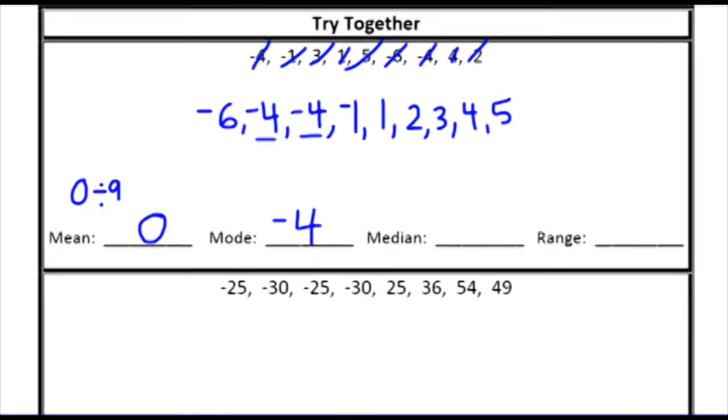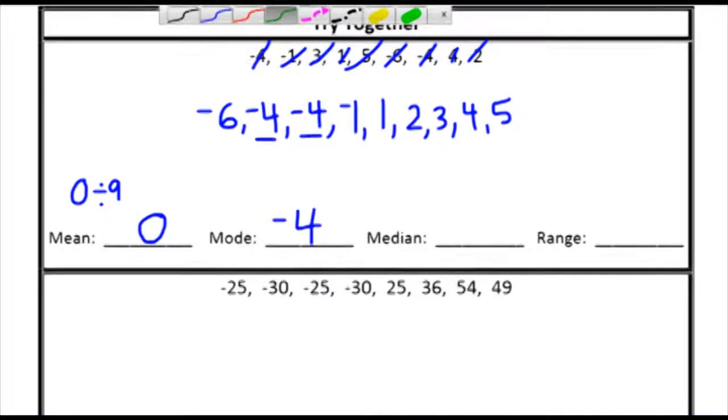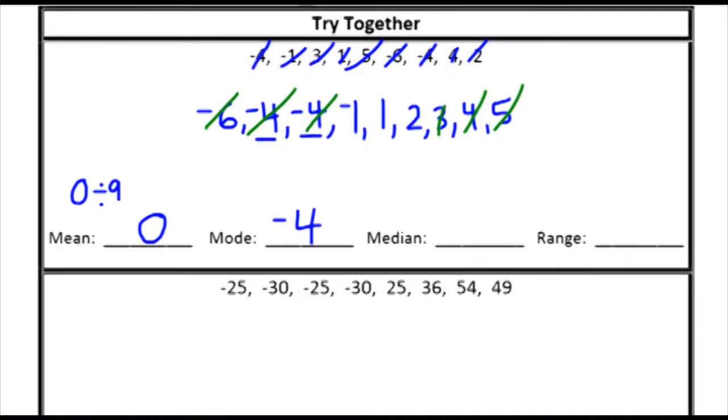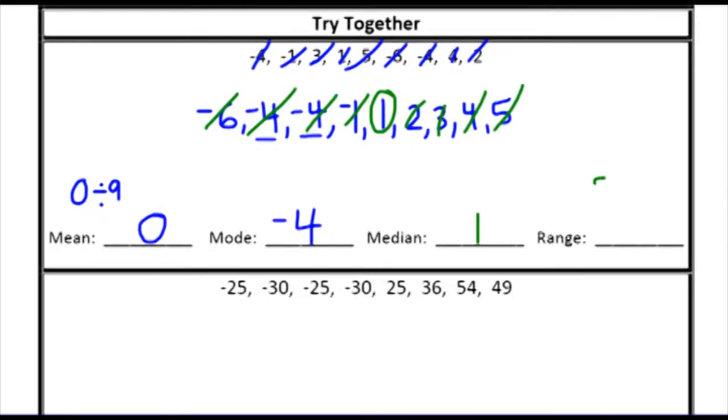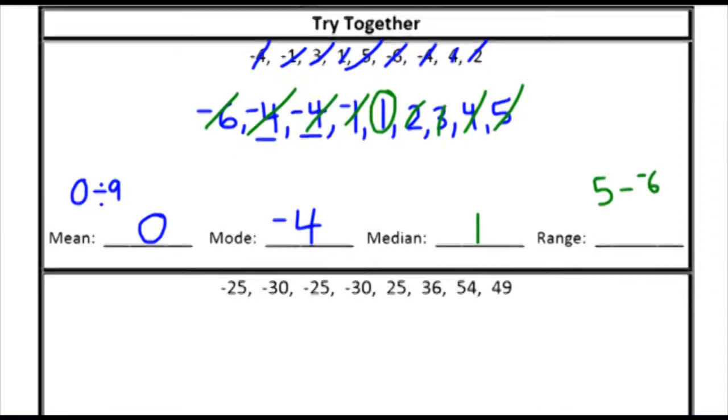To find the median, I just go left, right, left, right, left, right, left, right. There was an odd number of values, so I know that I shouldn't have to take a mean. And then my range, I take my biggest value, 5, and I subtract negative 6, my smallest value. When I subtract a negative, I have to add a positive. My range is 11. Again, we're looking at how far these values went. They went from negative 6 all the way to 0, and from 0 all the way to 5. That's a range of 11 values.